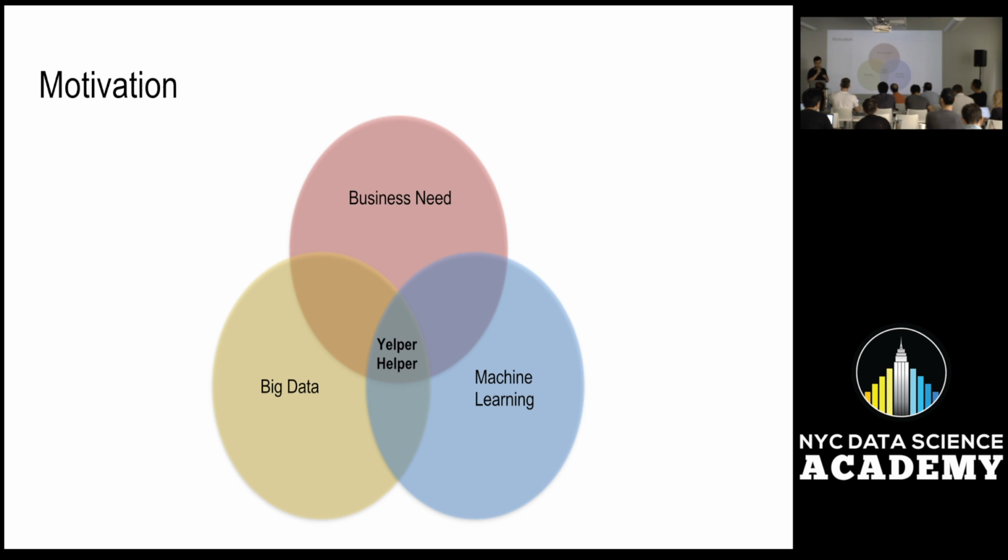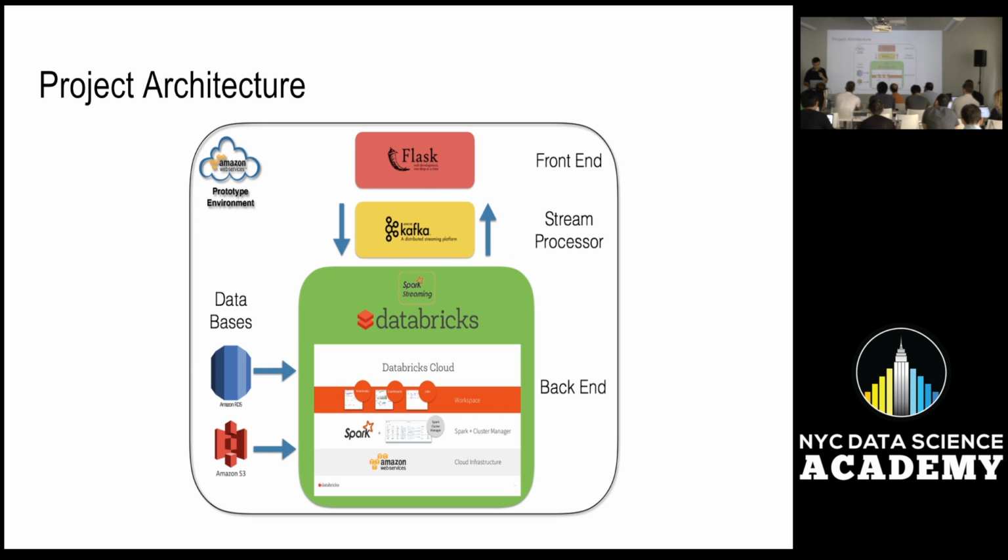The motivation really, very briefly, we want to work on something with real business need. We want to practice dealing with big data, at least gigabyte size level, and also we want to practice the machine learning algorithms we've been learning in this class. So we chose this Yelp Helper project. It nicely sits at the intersection of our goals.